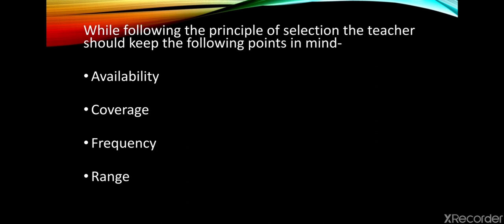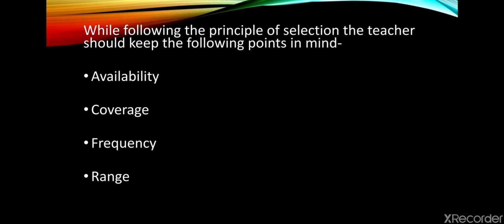Second is coverage. Words with more covering capacity should be selected. By coverage or covering capacity is meant the number of words a word can display. For example, the word salad displays wheat, rice and pulses. Next principle is frequency. In it, those words and structures should be selected which are used frequently in the language. And last is range. Range shows the number of situations in which a word and structure can be used. The words and structures having a great range should be selected in the syllabus of the English language.